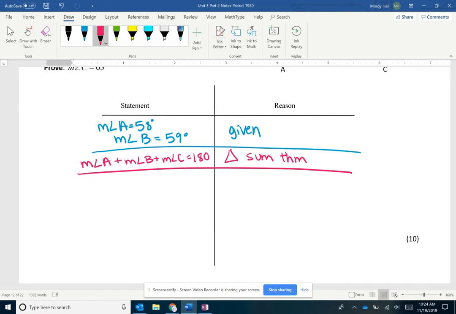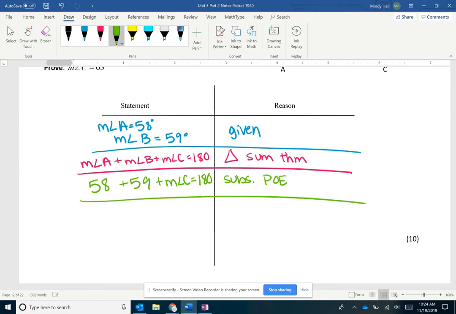So then, because of that, we're going to substitute in our values. Measure of angle A is 58, measure of angle B is 59, plus the measure of angle C equals 180. So that would be substitution property of equality. Then we have to combine 58 plus 59, which is 117. And when you do that combining, remember back to algebra, that would be combine like terms, or CLT.